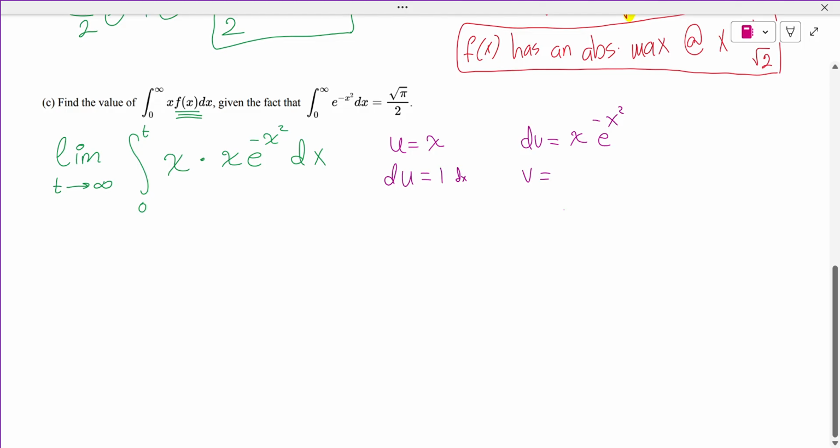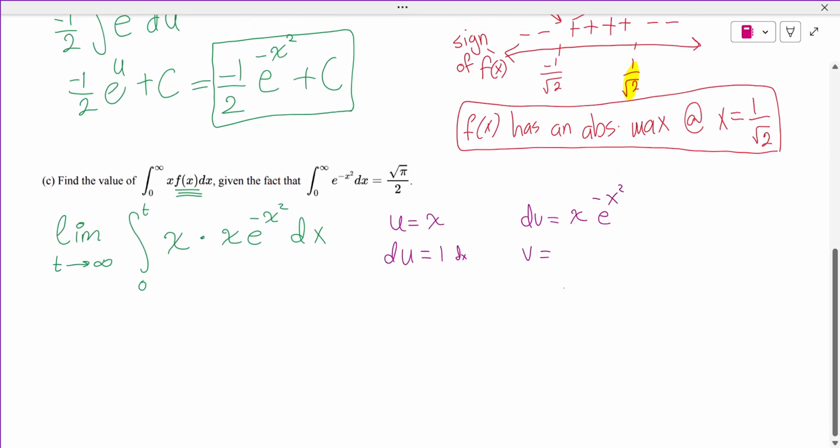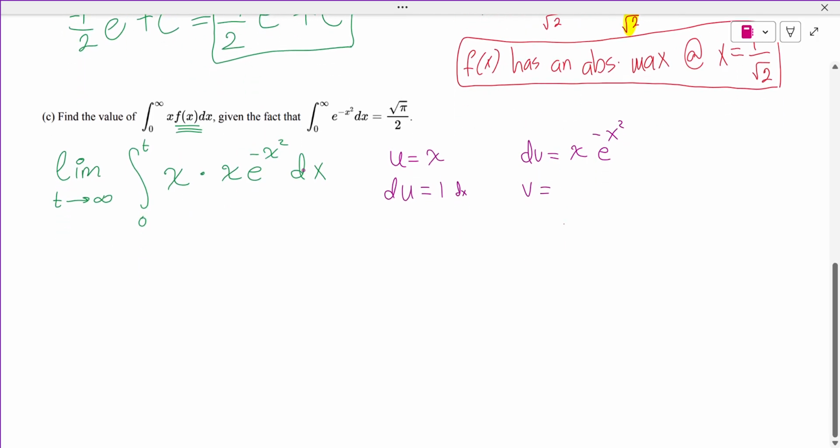And what's the integral of this expression? To go from dv to v you need to integrate, but we did it in part B. So if you look back at part B, we did it. It's negative half times e to the power of minus x squared. So we already did it before. So now we can multiply and then minus the integral. So you can use this setup for this question.